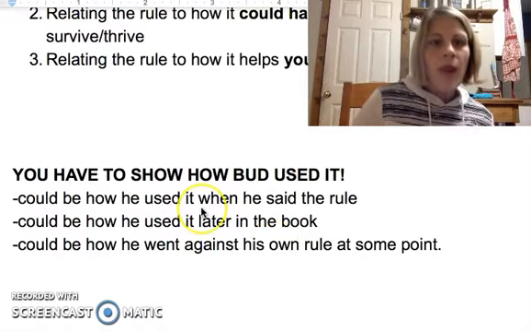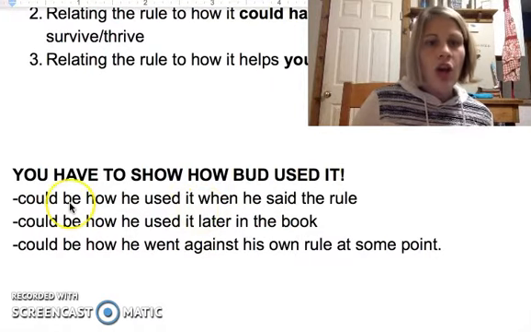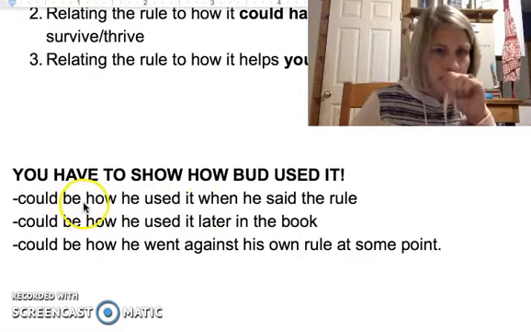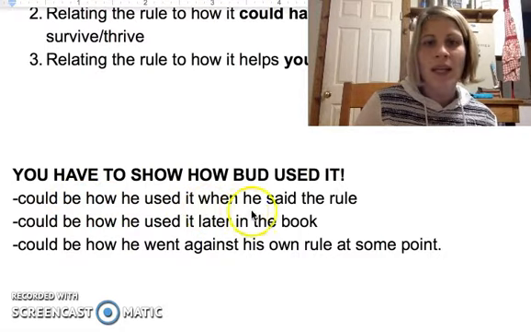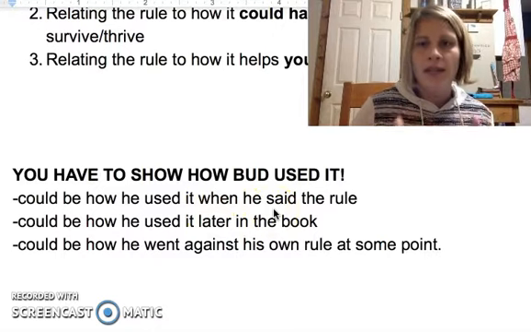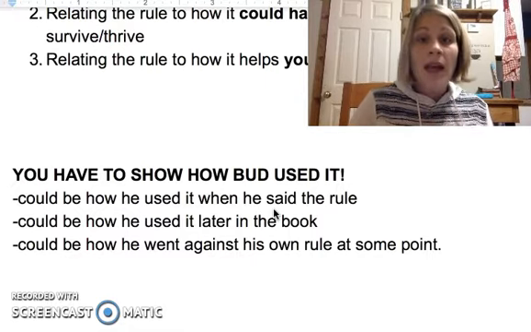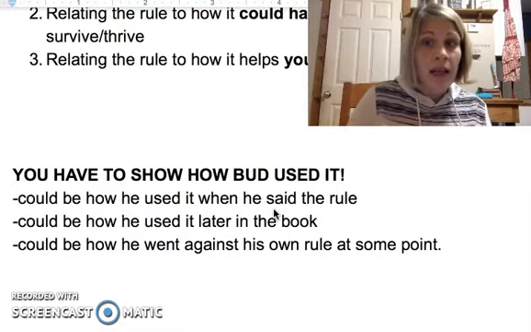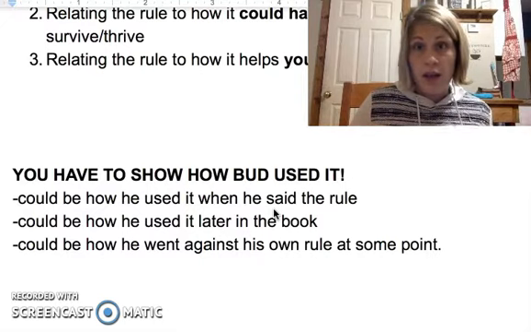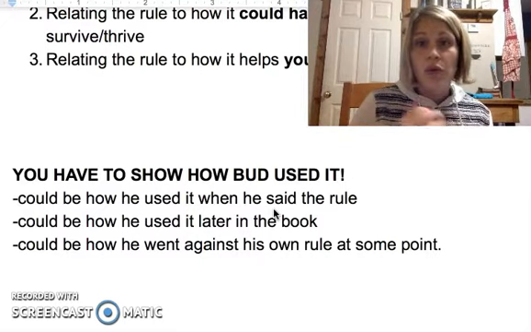All right, here is a reminder of how we can actually think to determine how these rules have helped him. Think about each rule that you picked. It could be how he used it when he said the rule the first time. What was happening in the story when he said the rule the first time? Did it help him survive or thrive right at that moment? Or maybe it didn't then, but later on in the story, he uses the rule to survive or thrive.